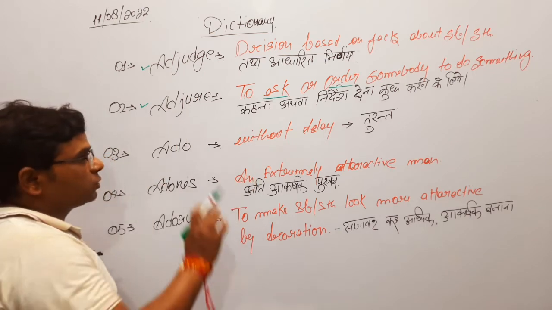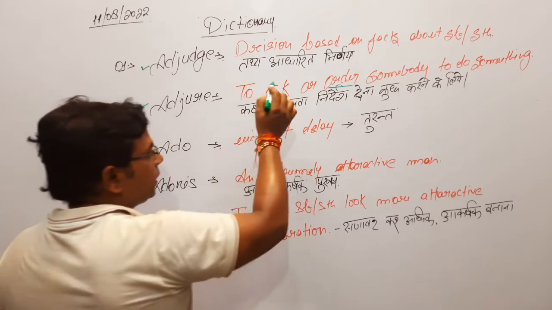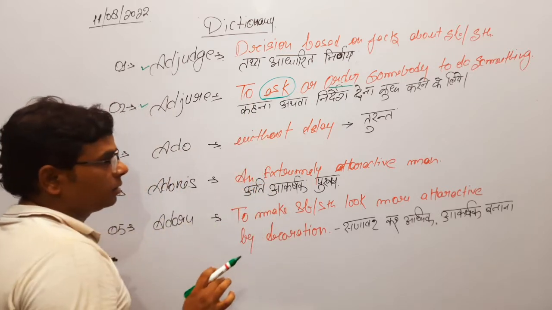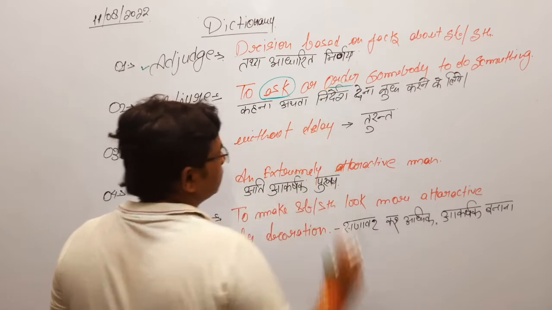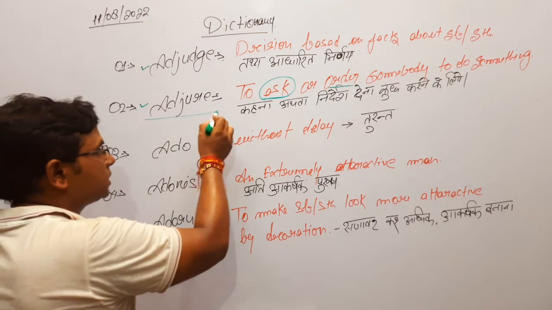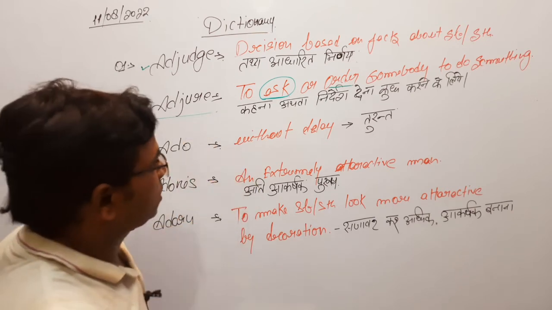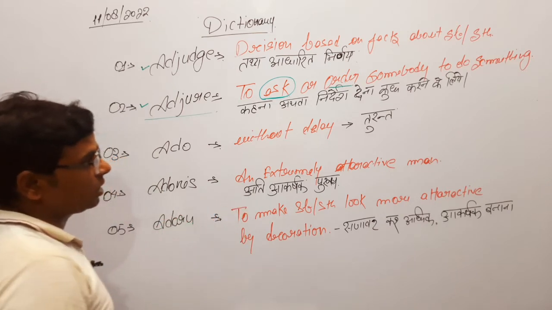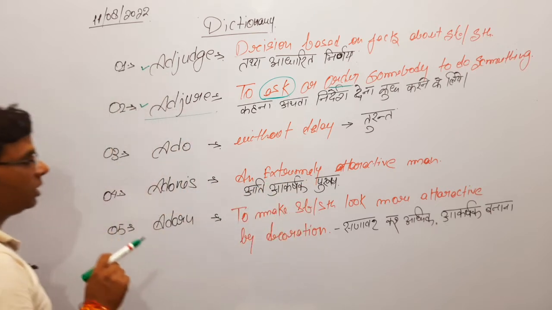So, to ask or order somebody to do something. To ask, if someone is asking somebody, then it is okay. But if someone has a wish, an order, that means it is a kind of compulsion from this side. So, to ask or order somebody to do something, kehna athwa nirdesh ke anusar kuch karne ke liye. Kehna athwa nirdesh dena kuch karne ke liye, in Hindi.